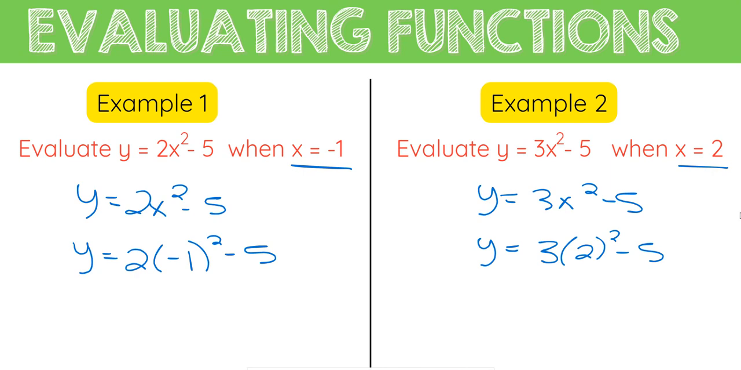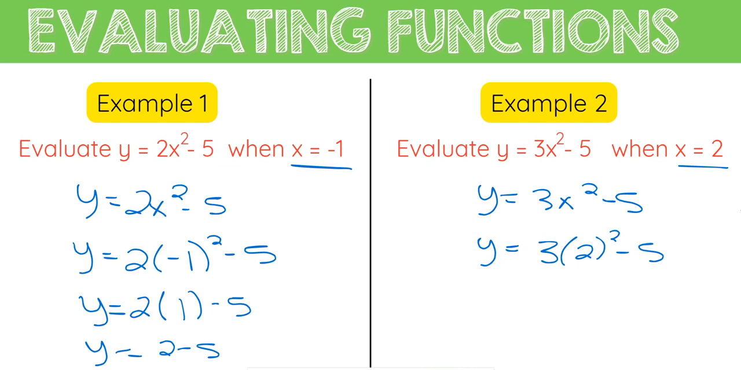Order of operations tells me that I'm going to do the exponent first. So negative 1 squared is the same as negative 1 times negative 1, which is positive 1. And then we have minus 5. So now we have 2 times 1, which is 2, minus 5. So I get a final answer of y equals negative 3.